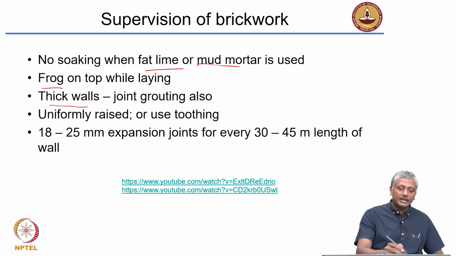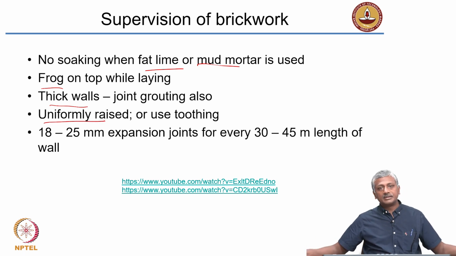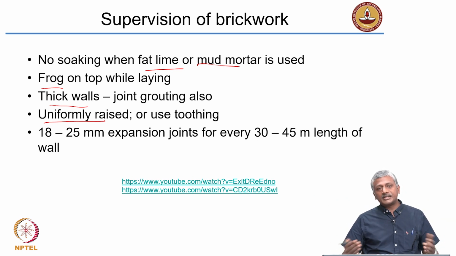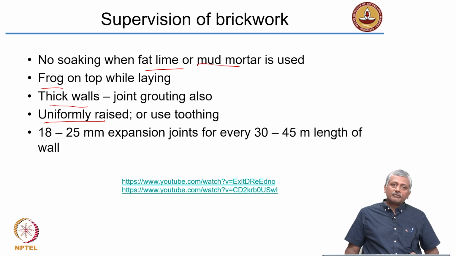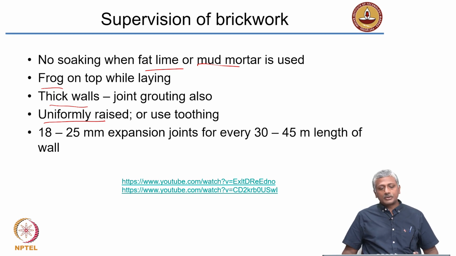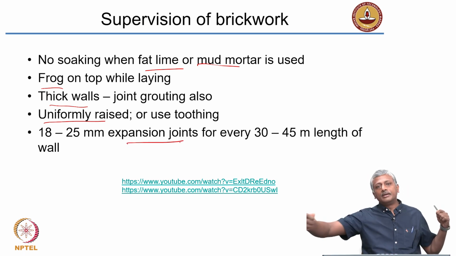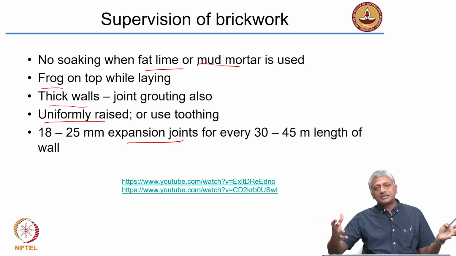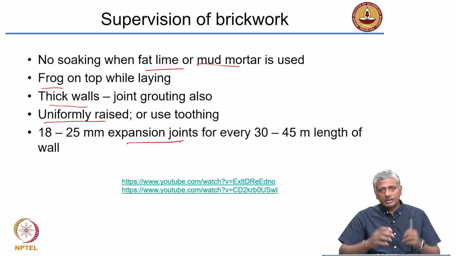As I said, again, the brick wall is raised uniformly and continuously upwards, or if we leave for the day's work, we leave behind the steps or the toothing. Another common feature that you find in most masonry structures is the use of expansion joints, and this is very important because when you have a very long running wall, the brick wall is subjected to the daily changes in temperature. The material expands when it is subject to heat and contracts when it is subjected to cold. When the temperature increases, the wall expands. When it reduces, the wall contracts.